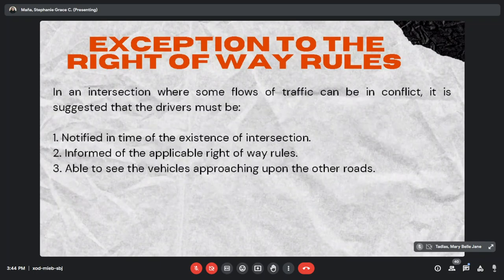So in an intersection where some flows of traffic can be in conflict, it is suggested that the drivers must be, first, notified in time of the existence of the intersection; second, informed of the applicable right-of-way rules; and third, able to see the vehicles approaching upon the other roads. So the first two prescriptions will be implemented by means of road signs. The third is by sight triangles.